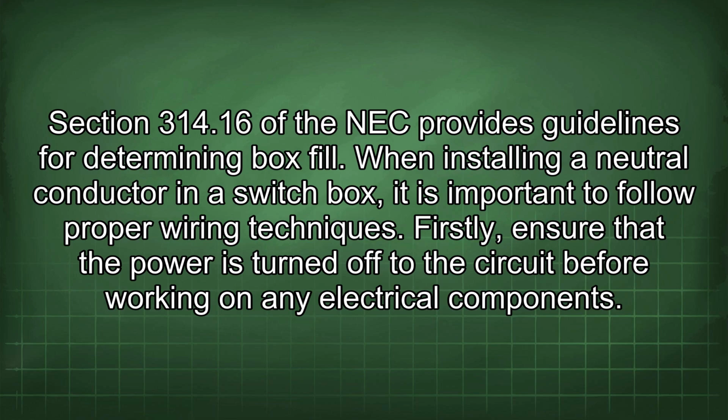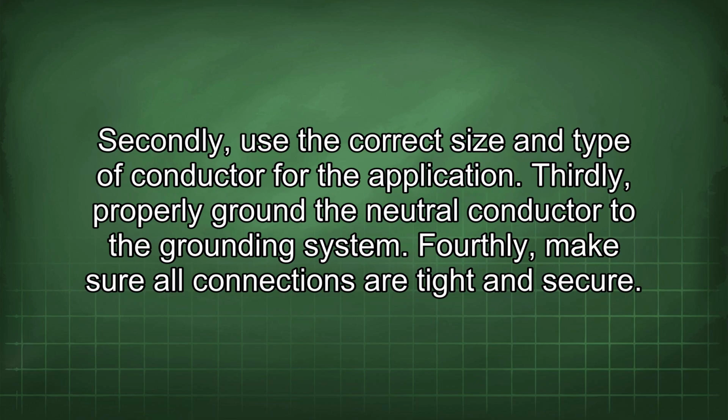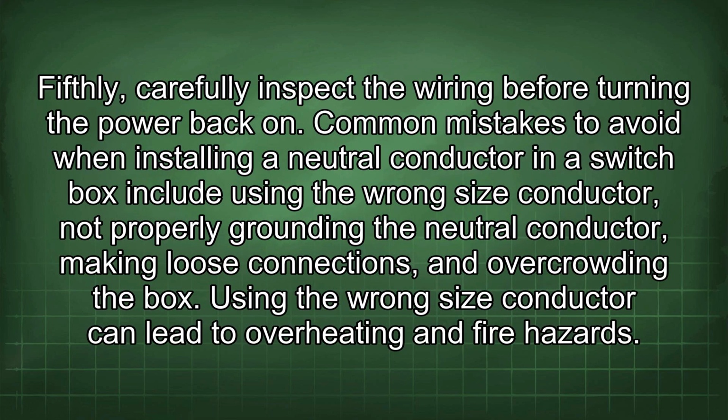When installing a neutral conductor and switch box, it is important to follow proper wiring techniques. Firstly, ensure that the power is turned off to the circuit before working on any electrical components. Secondly, use the correct size and type of conductor for the application. Thirdly, properly ground the neutral conductor to the grounding system. Fourthly, make sure all connections are tight and secure. Fifthly, carefully inspect the wiring before turning the power back on.